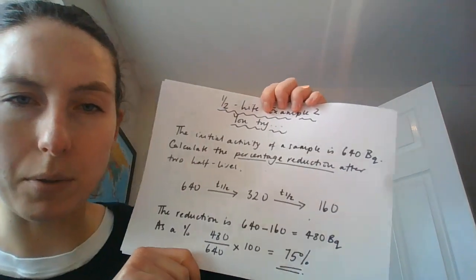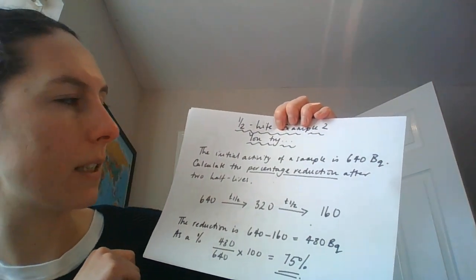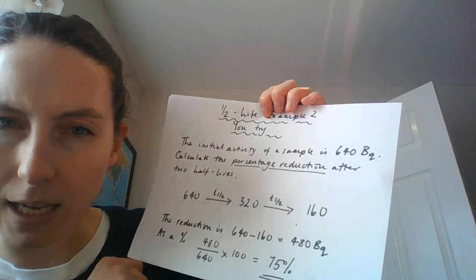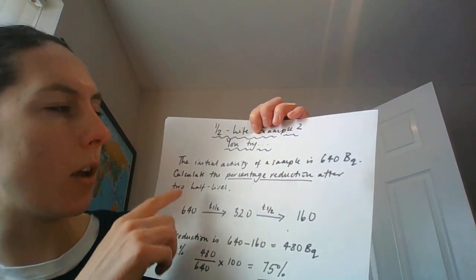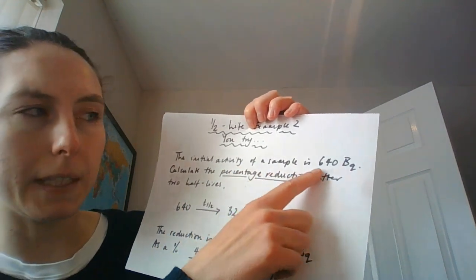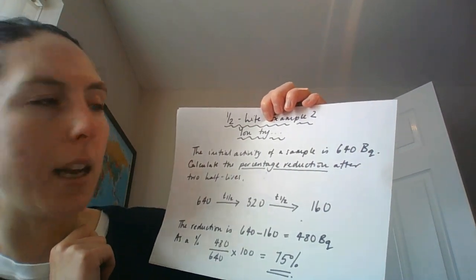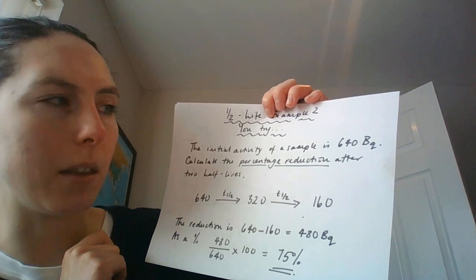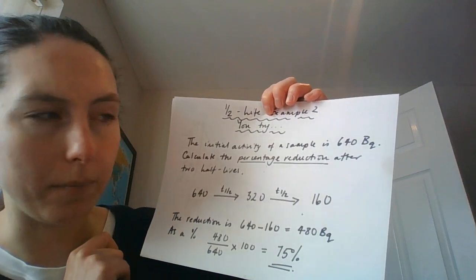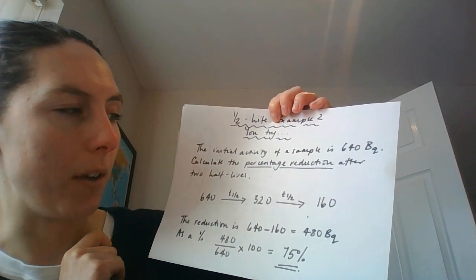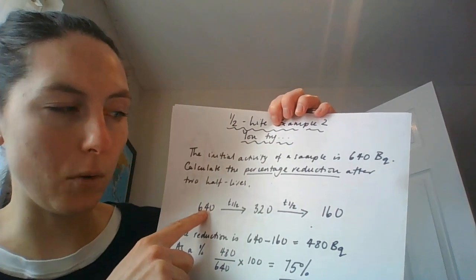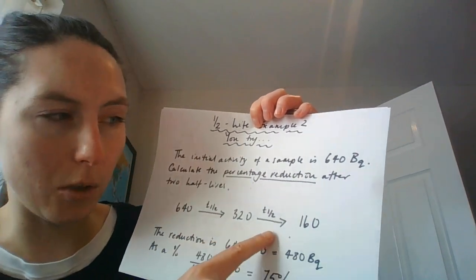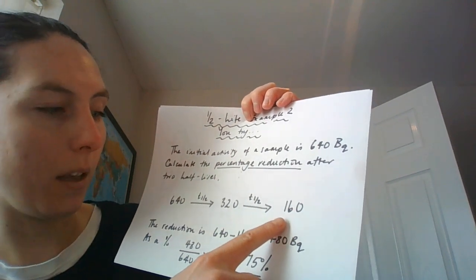Let's look at another example, a numerical example like this. Now this one is a slightly more tricky one because of the wording in the question. So if we have the initial activity of a sample at 640 becquerels. Now the question here is to calculate the percentage reduction after 2 half-lives. So first things first, let's go about as we did before. Start with 640, 1 half-life, 320, 2 half-lives down to 160.